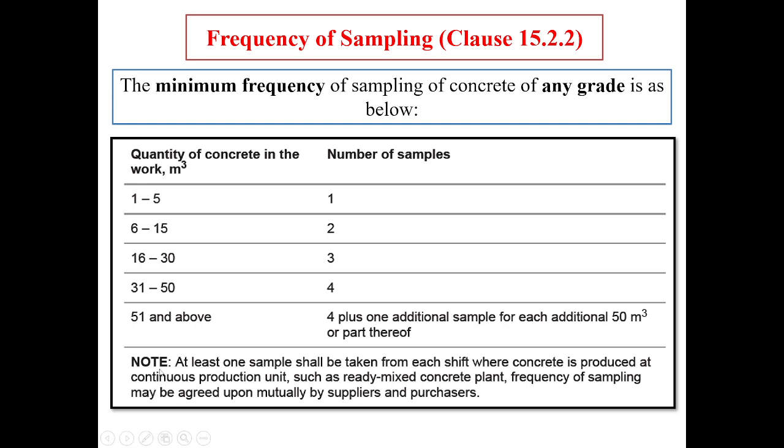Now the important note at the below of the table is at least one sample shall be taken from each shift where concrete is produced at the continuous production unit, such as ready-mix concrete plant. Frequency of sampling may be agreed upon mutually by suppliers and purchasers.